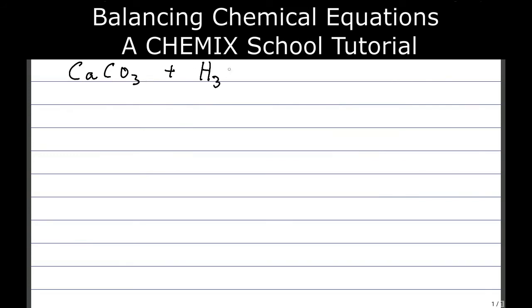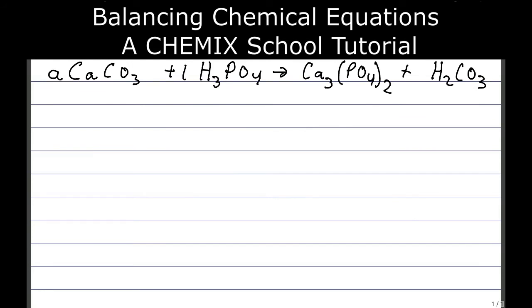The next example, involving the reaction between calcium carbonate and phosphoric acid, is only slightly more complicated than the previous methane example. Again, the first thing we do is to add variables in front of each compound in alphabetical order.